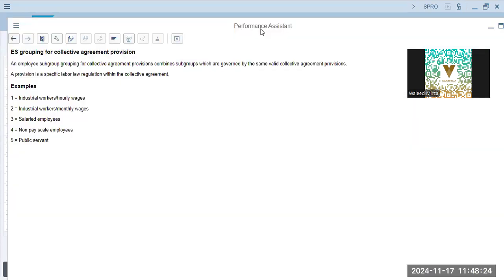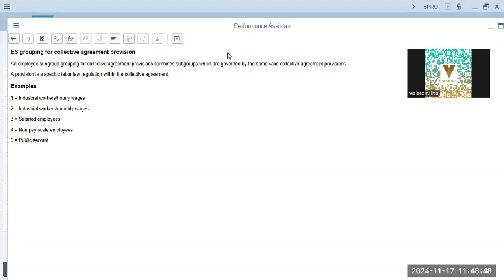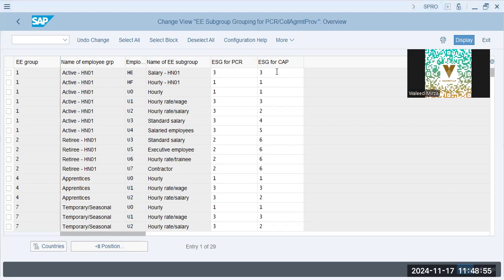And let's see. Industrial worker hourly and industrial worker monthly. Salaried employees three and one. If I'm not wrong, let me share it again. Okay, one is hourly and salaried is three. Salary and hourly. Okay, let's save it.